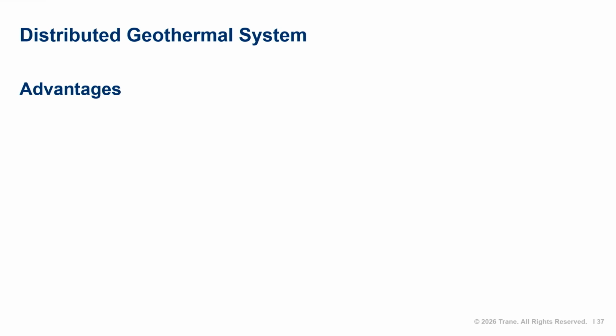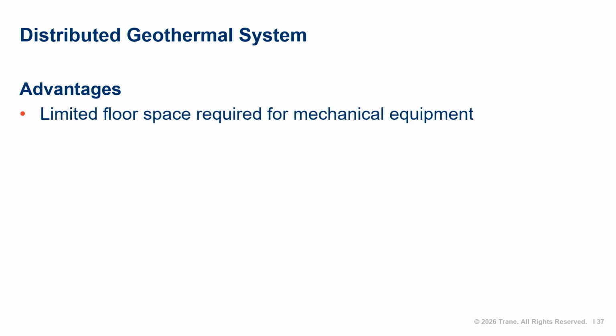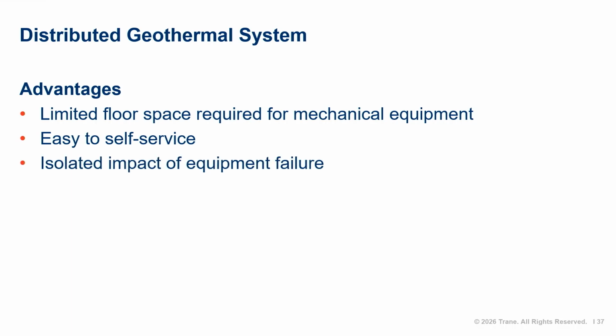A distributed system often has a limited need for floor space for mechanical equipment. Small heat pumps are often installed in the ceiling plenum or in a closet near the zone. The equipment is easy to service, leading many owners to take that on themselves. If a heat pump fails, the impact is isolated to just that zone it serves.